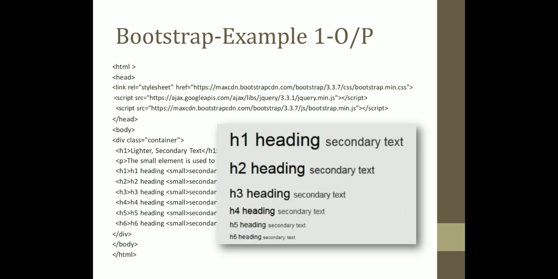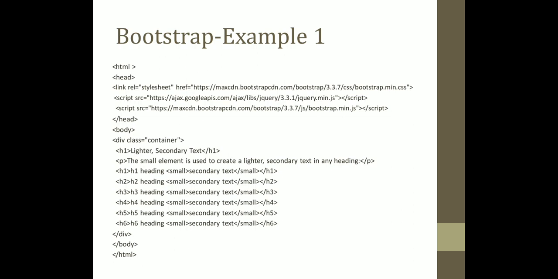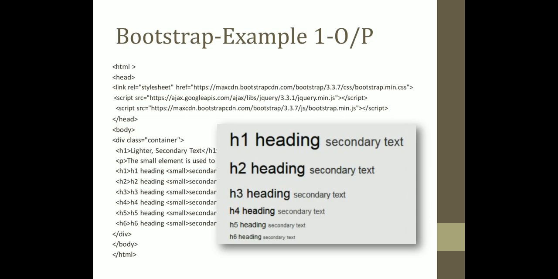First we can see the lighter h1 heading and secondary text. Okay. So we can see the small element we have used, it will just create a lighter secondary text in any heading. Okay, so that we have started, like h1 heading and secondary text. So each heading is holding secondary text in a secondary manner or in a small manner as compared to the previous heading. So this is the first example that can be achieved with Bootstrap.